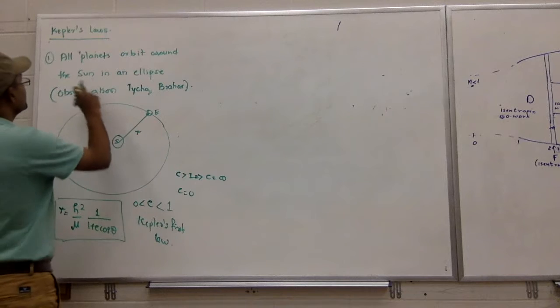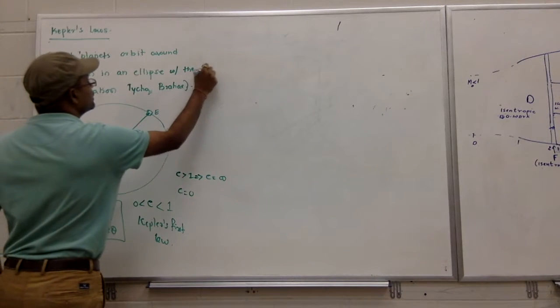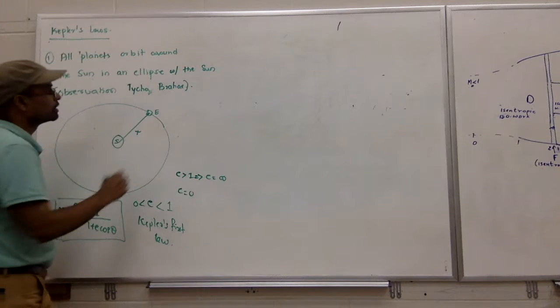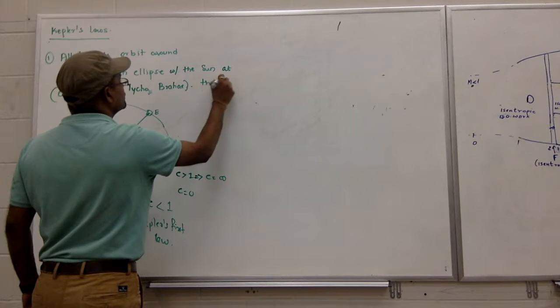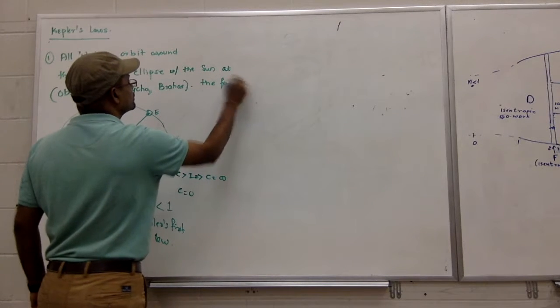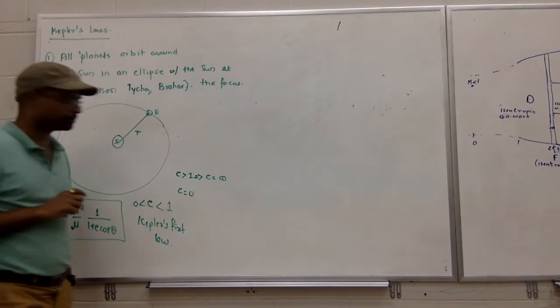It says an ellipse with the sun not at the center, but at one of the foci. So the center is different from the focus. Again, this is very, very important. What is the difference between center and focus? Can you draw an ellipse from the center? No. Where do you draw the ellipse from?